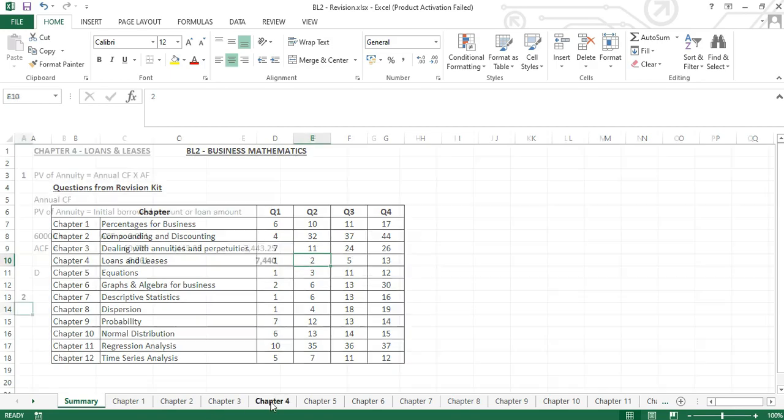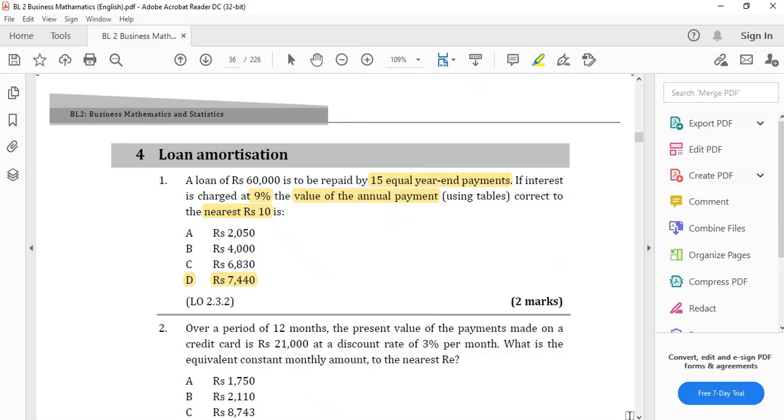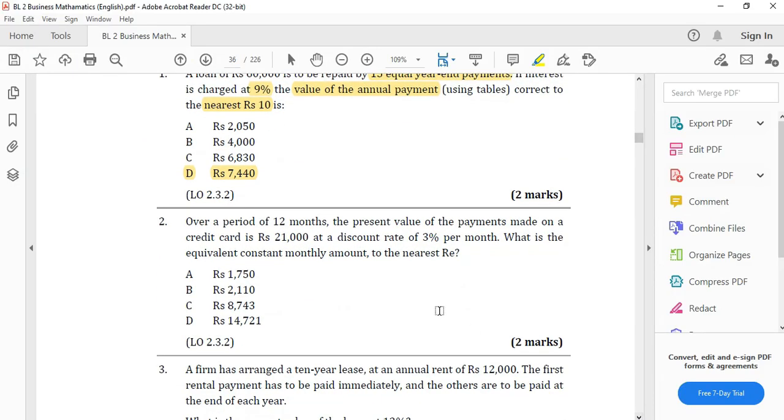Question 2. Over a period of 12 months, the present value of the payments made on a credit card is 21,000 rupees at a discount rate of 3% per annum. What is the equivalent, that means equal, same, constant, monthly amount, not the annual amount. It's paid on a monthly basis.